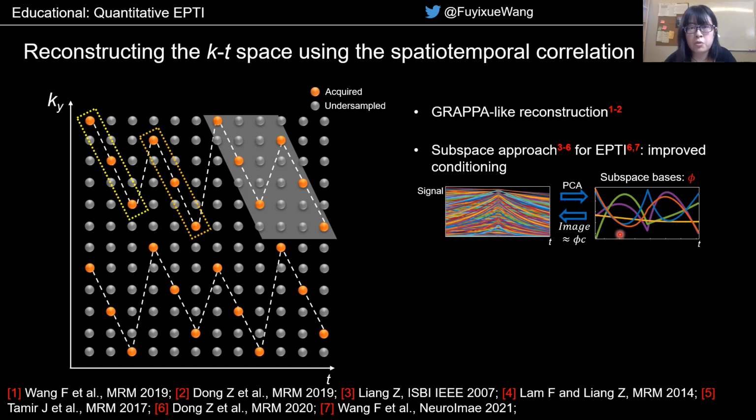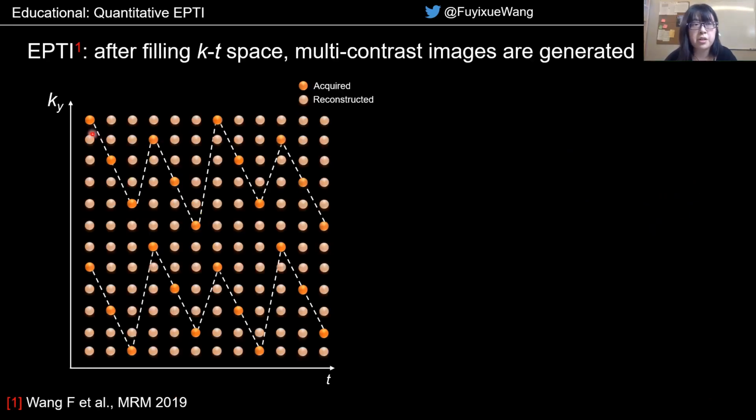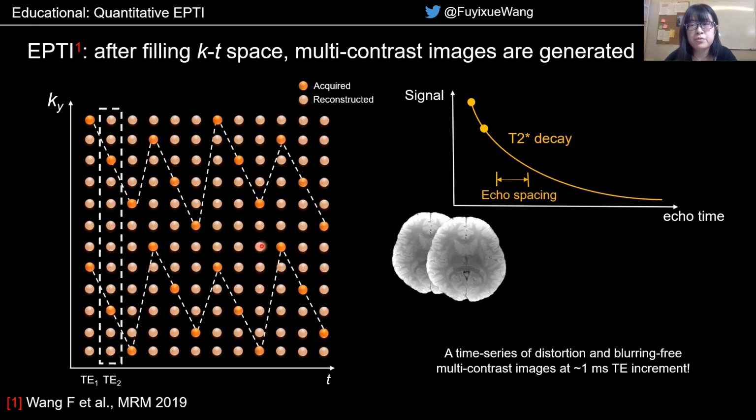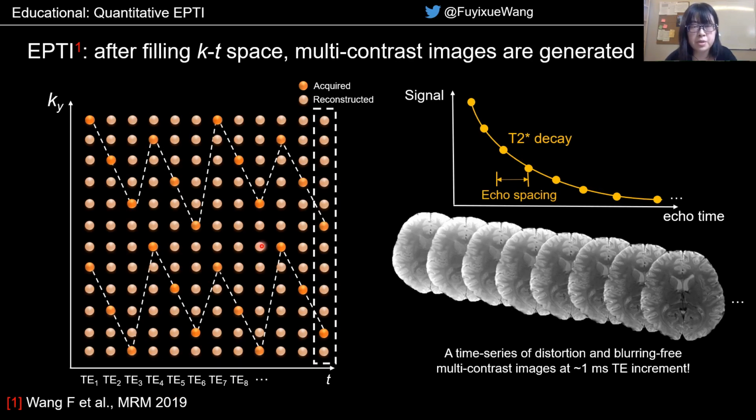And here I'm showing a spin echo signal evolution as an example. And then by estimating the coefficients of the subspaces instead of all individual multi-echo images, we can reconstruct multi-echo data with a reduced number of unknowns and improved reconstruction conditioning. Now, after reconstructing the KT space, a time series of distortion and blurring-free multi-contrast images at small TE increments can be generated and can closely track the signal evolution, in this case, a T2 star decay.